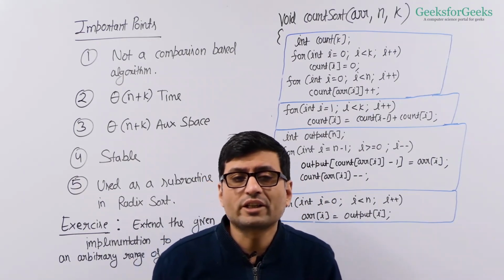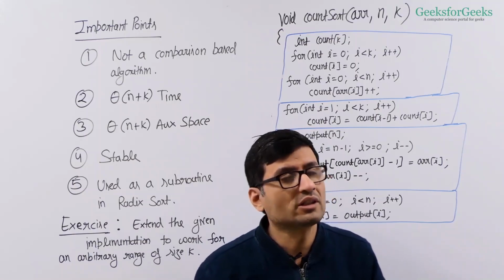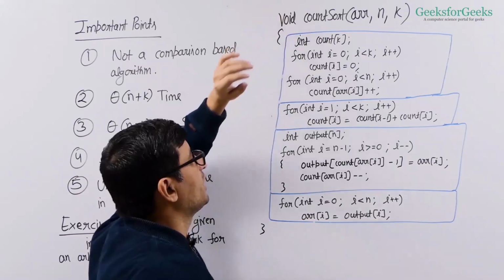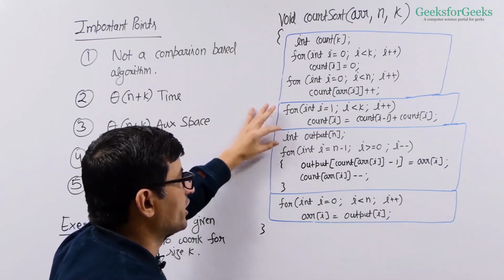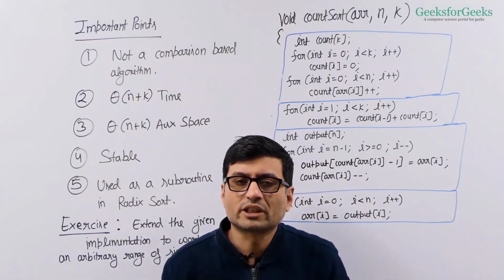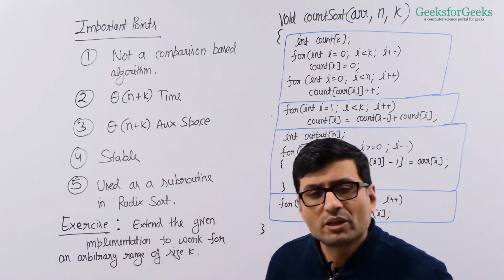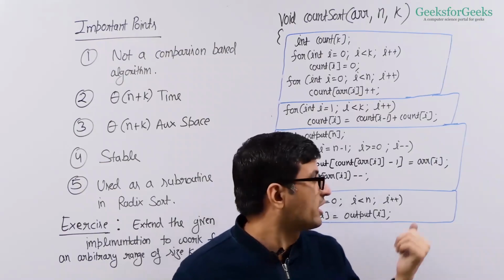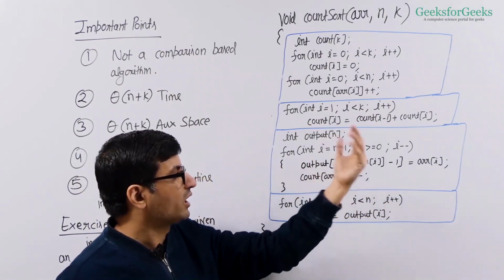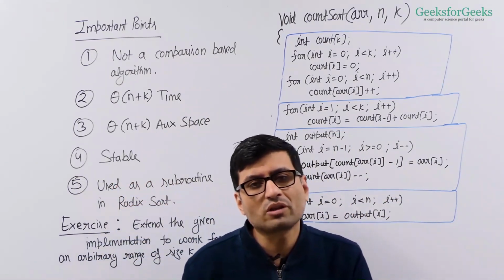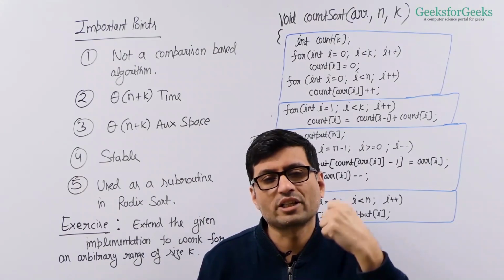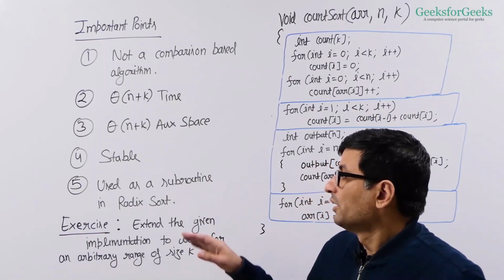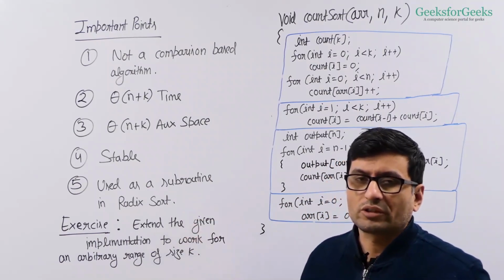The third is, it takes theta n plus k extra space. We need theta k space for the count array and we need theta n space for the output array. So it's going to take theta n plus k extra space. It's a stable algorithm because we traverse our input array from right to left. So we always put right elements first at their last positions, right? That's how it's a stable algorithm. It is used as a subroutine in radix sort.